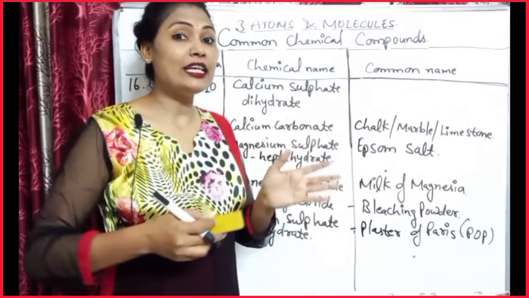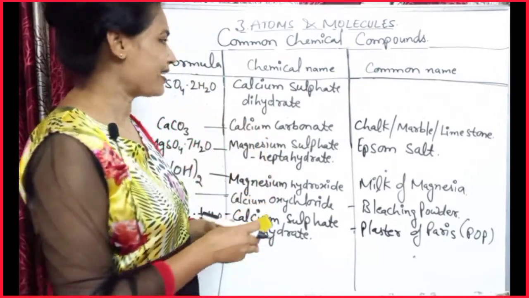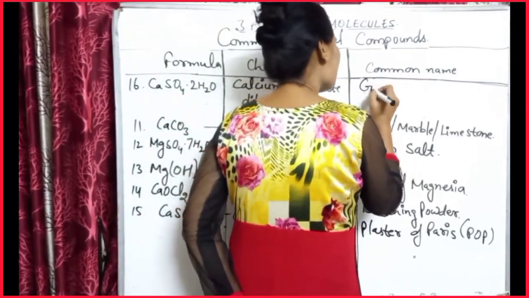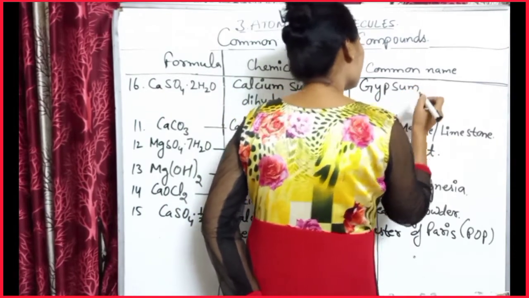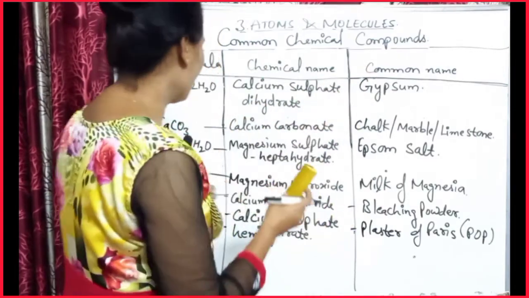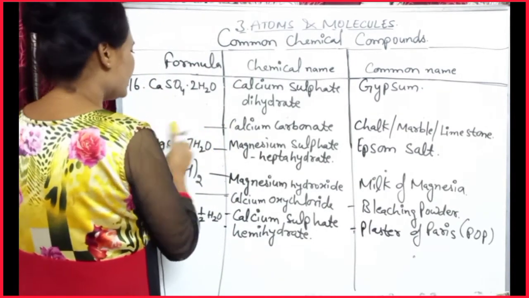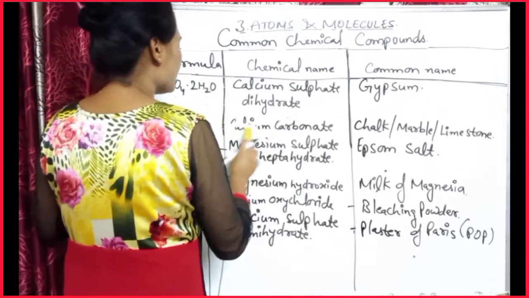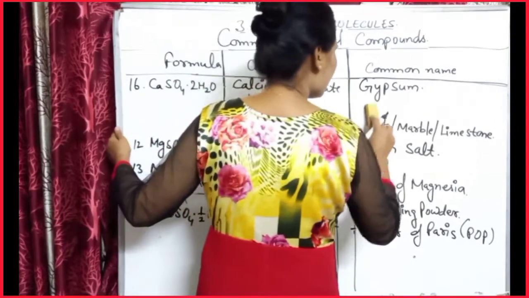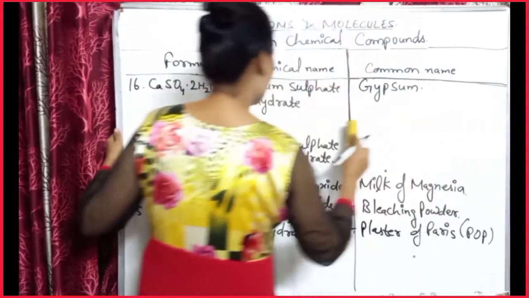But if you heat more than that temperature, then it will become the dead burnt plaster, black colored. Okay, so calcium sulfate dihydrate, its common name is gypsum. So with the help of gypsum we can get the POP also. Now the next compound we can take, that is iron sulfate or ferrous sulfate. So we can take that.